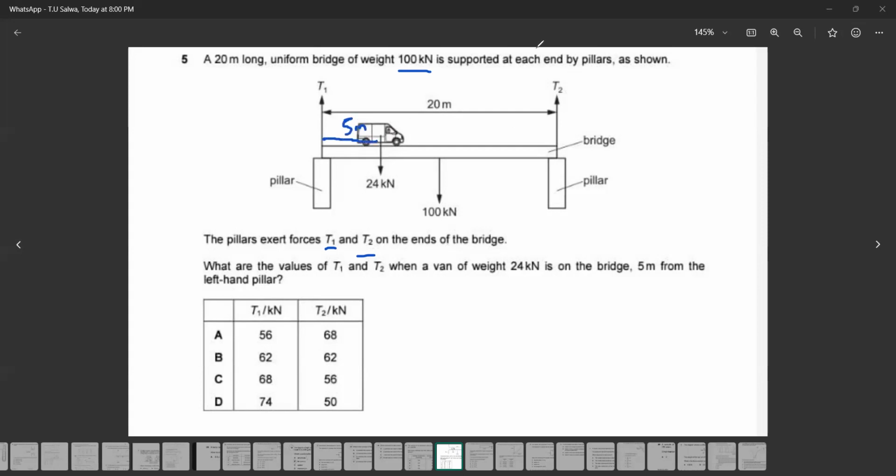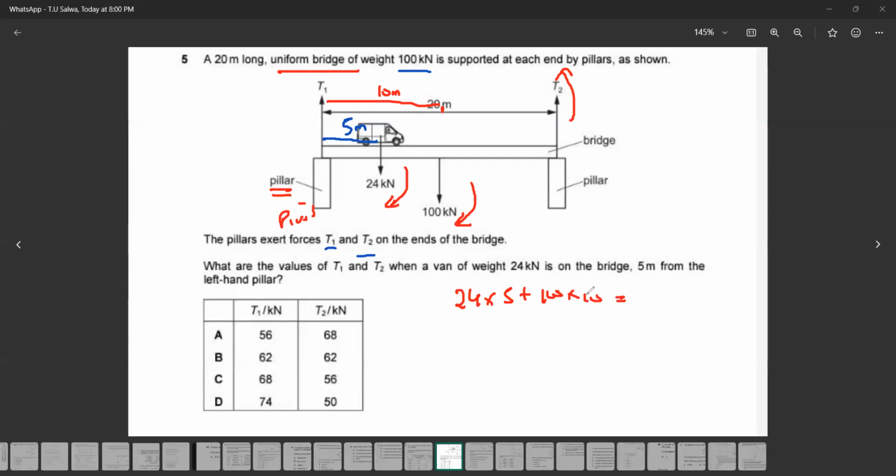Now when two supports are there, one of them you have to consider as pivot. For example, if we consider this one as a pivot, a point of rotation, this 24 kilonewton will cause a clockwise rotation. This 100 kilonewton will cause a clockwise rotation, and T2 will cause an anti-clockwise rotation. So we'll use the law of conservation of moments. All forces are in kilonewton, so we don't have to convert the unit. So 24 times 5 plus 100 times, and what is the distance? If the total length of the bridge is 20, the weight acts at the center as it's a uniform bridge, so this will be 10 meter.